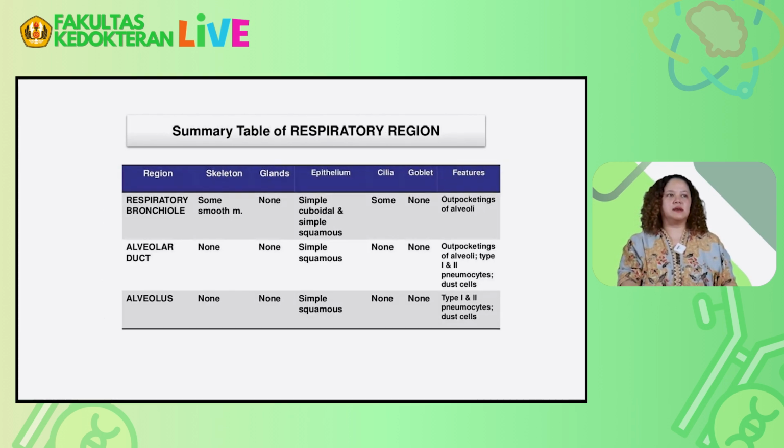And the last table here is the difference between the respiratory bronchioles until the alveoli. At the respiratory bronchiole, you can still find some smooth muscle, but it is absent at the alveolar duct and the alveoli. You can see none of the glands here, and the epithelium is thinner. From simple cuboidal and simple squamous, it would become simple squamous. The cilia would be absent at the alveolar duct and alveolus, and none of the goblet cells can be found at the respiratory bronchiole, alveolar duct, nor alveoli.